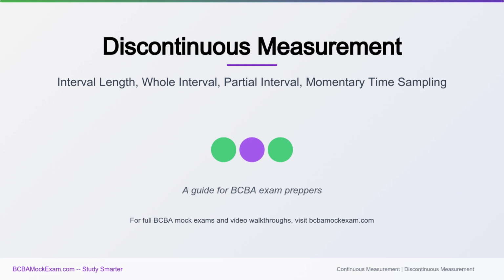If you're studying for the BCBA exam and you keep seeing whole interval, partial interval, momentary time sampling, and thinking, I kind of know these, but I'm not 100% confident, this lesson is for you. In this video, we're going to walk through discontinuous measurement step by step, how each method works, what it does to your data, and how the exam likes to ask about it, so that by the end, you can look at any scenario and quickly say, that's whole interval, that's partial, or that's MTS.